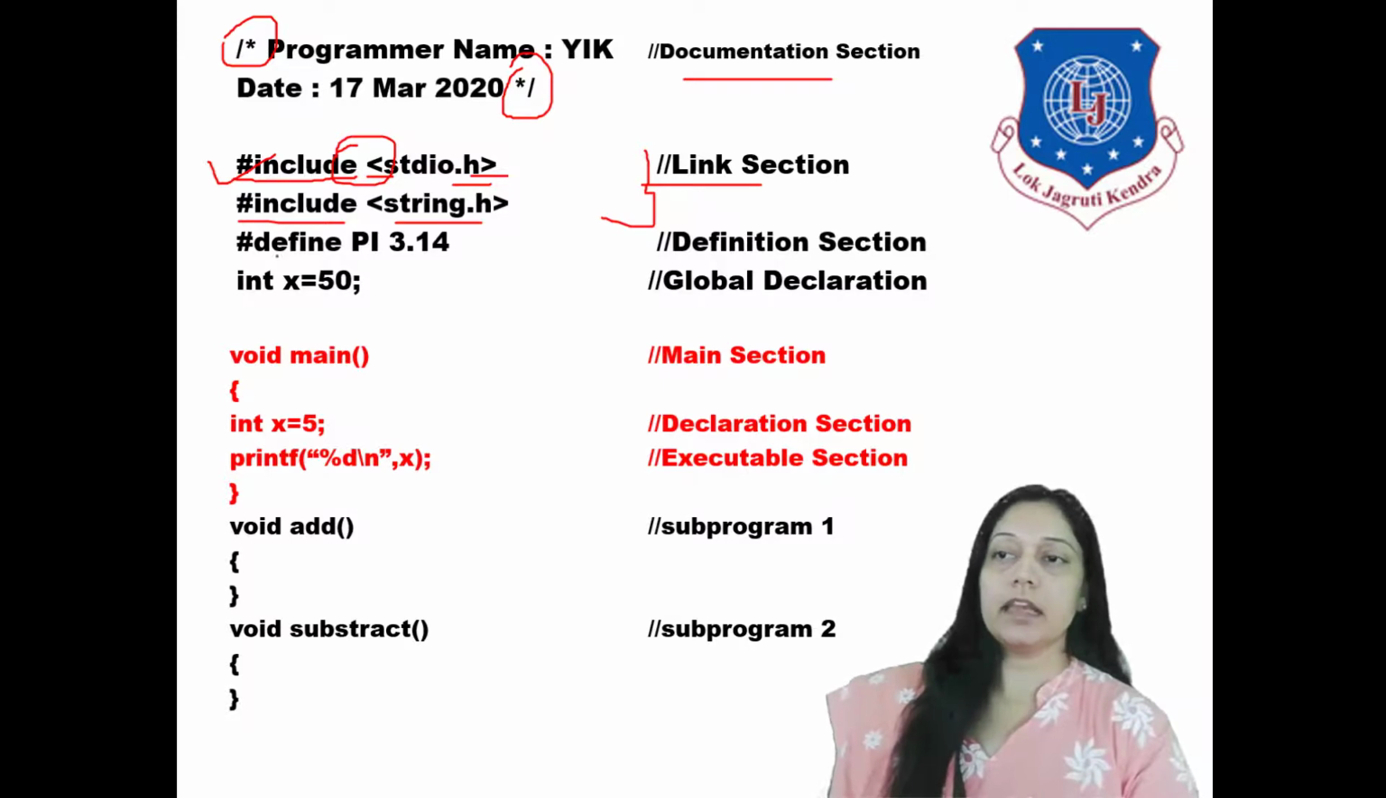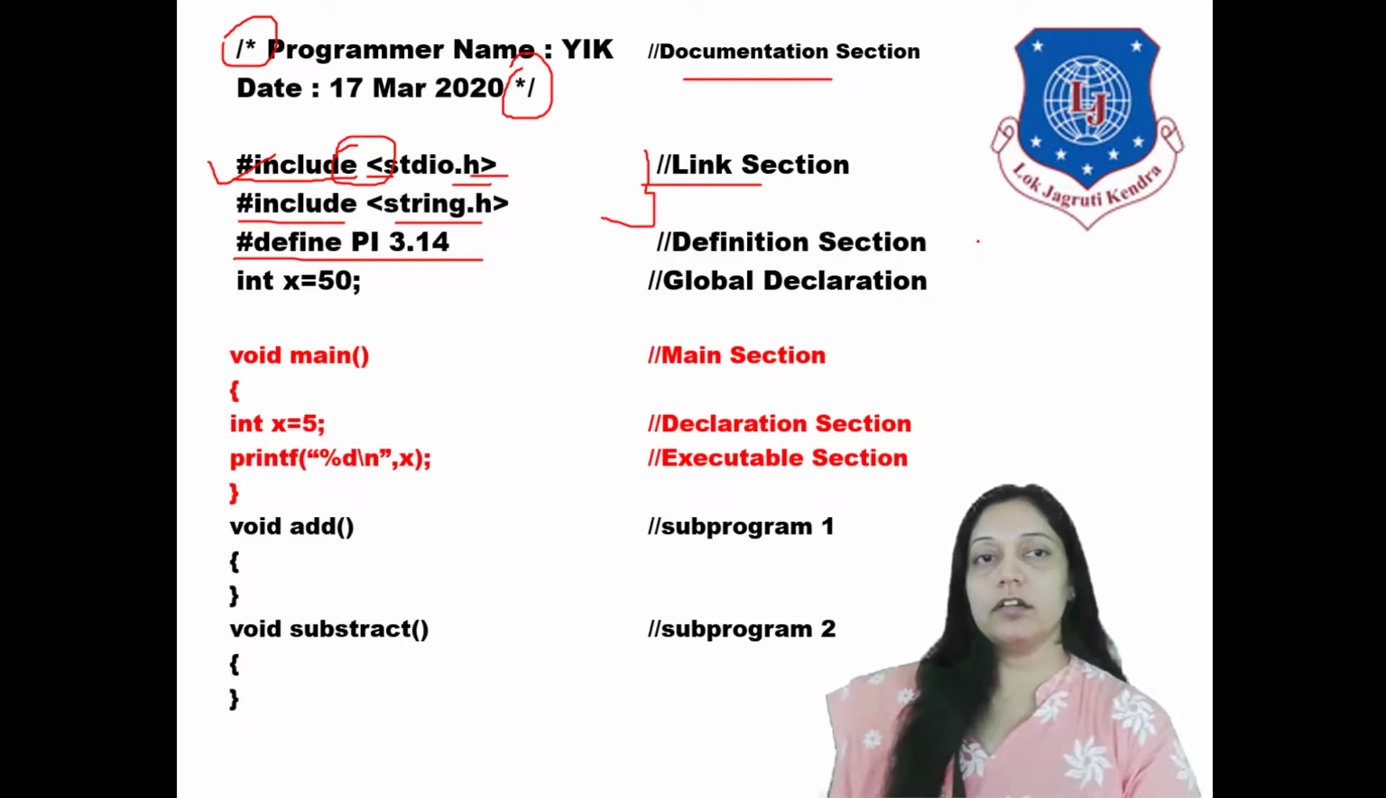Next is #define PI 3.14. If you want to define some variables whose value you want to use in your main program, you can define them in the definition section. This is not compulsory.